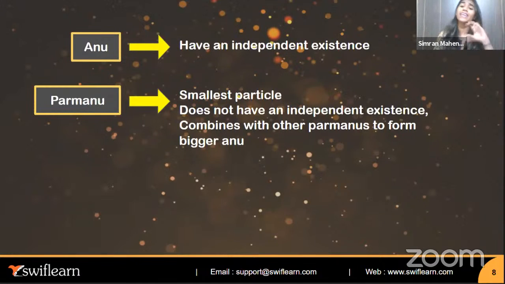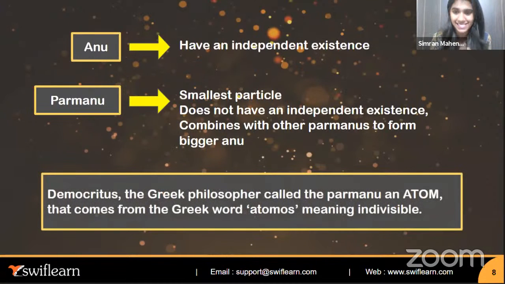So anu have independent existence. That is, they can exist as an individual anu, whereas parmanu are the smallest particle and it does not have an independent existence. Clear? So basically there are a lot of parmanus which combine together to form anus. Yeah, so parmanus are the smaller particles which combine together to form a bigger anu.